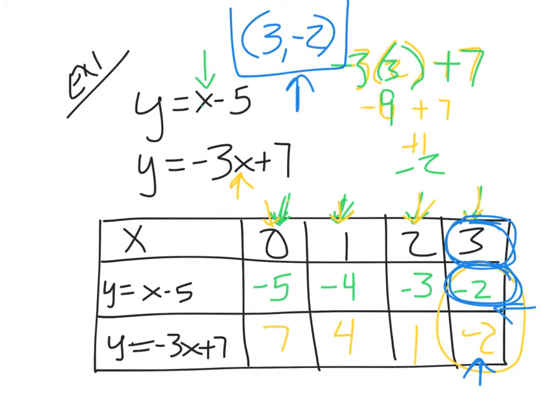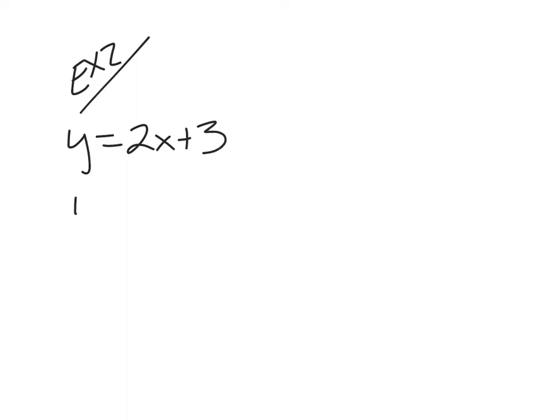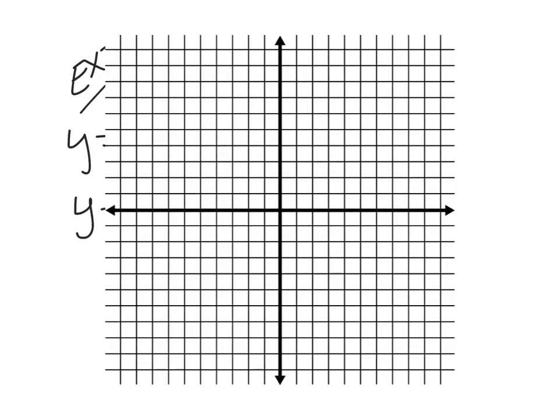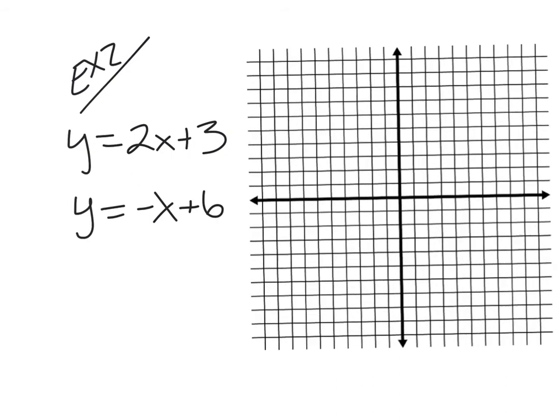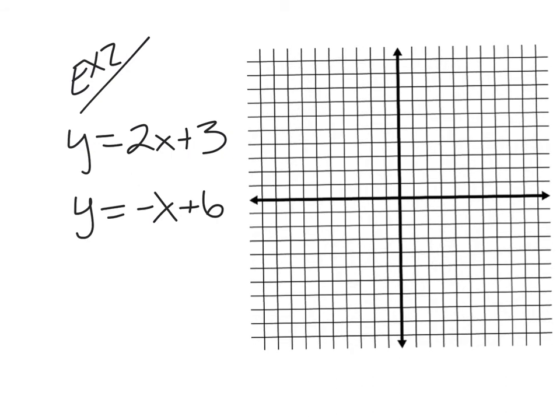Okay? Any questions on this? So let's look at example 2. This time we're going to graph. So we have y equals 2x plus 3, and we have y equals negative x plus 6. So grab a graph. You can draw it if you want, or you can grab one and cut it out. And we're going to graph each of these.